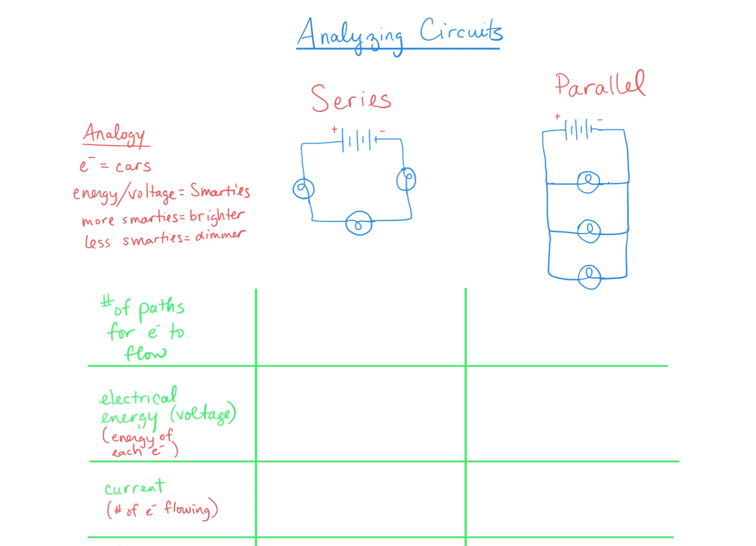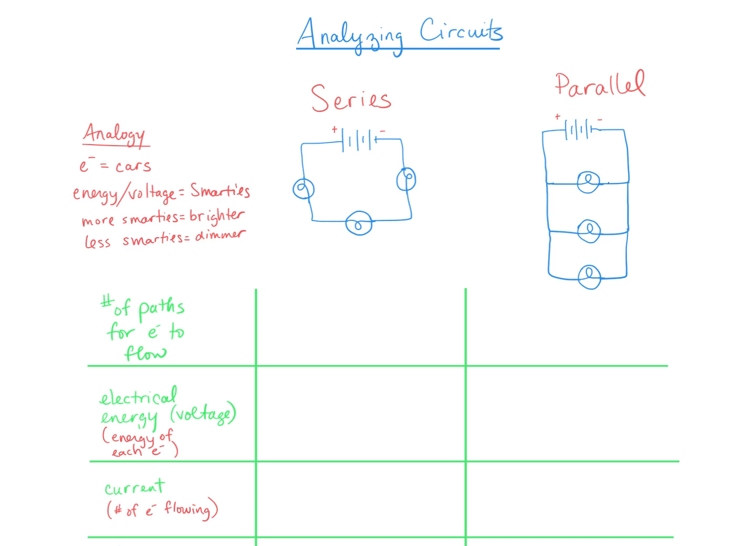So this is the analogy. If you can think of the electrons leaving the battery as cars that are carrying energy or carrying smarties, and when they hit a load, a light bulb or a motor, they dump smarties, they lose some energy. All right, so that's what we're going to think about with our analogy. And by the way, it's important to think the more smarties that they dump at a load, the brighter the bulb will be, okay? And if there are fewer smarties dumped there, then that bulb will be dimmer.